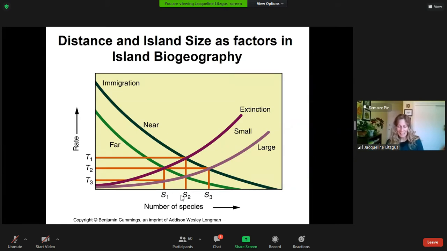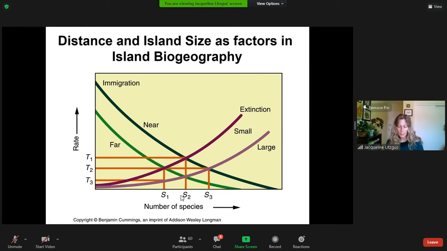So extinction rate increases as a function of S on the x-axis. As the number of species increases, there's more density-dependent interactions: competition between species, predation, parasitism, and other things happening there. And so that's going to increase the extinction risk. The extinction rate begins at 0, as I said, when there's nobody on the island. There's nobody to go extinct because there's nobody even there, right? But as the number of species accumulate, extinction risk increases.